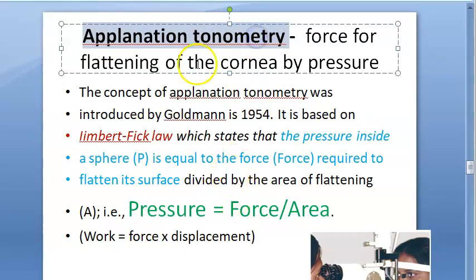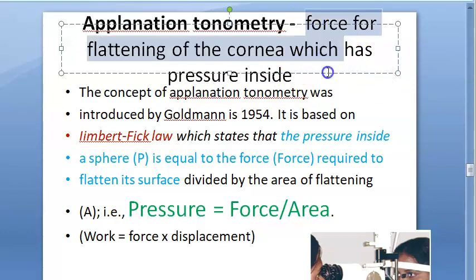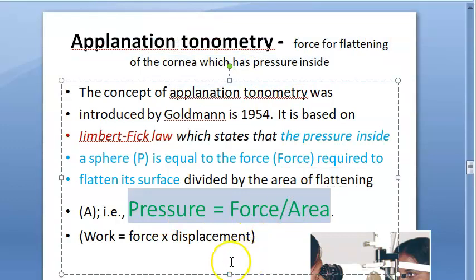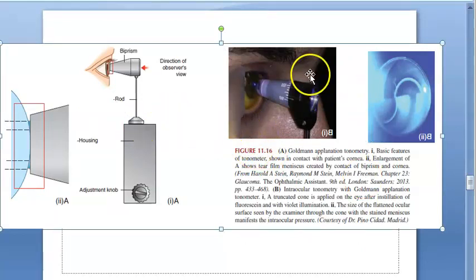So coming to Applanation Tonometry, this will measure the force that is required to flatten the cornea, which has pressure inside, right? So that is what the intraocular pressure is. So simple, right? So here you have the force. So the pressure is equal to force by area. This is the Imbert-Fick law. Okay.